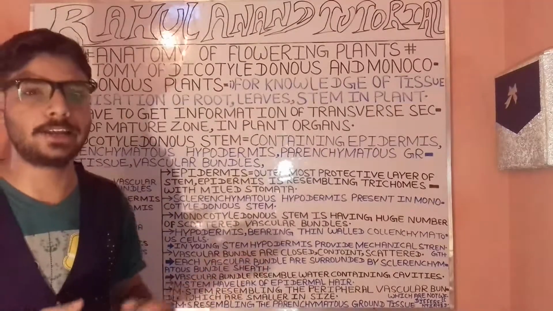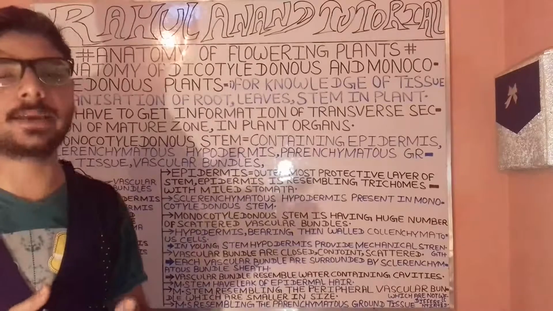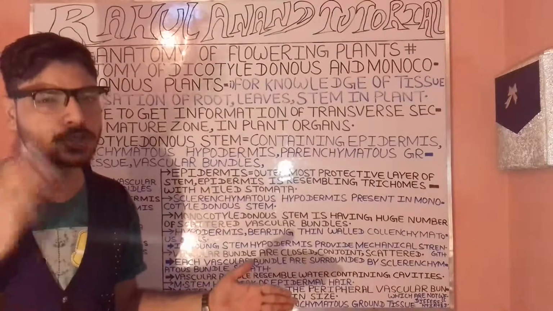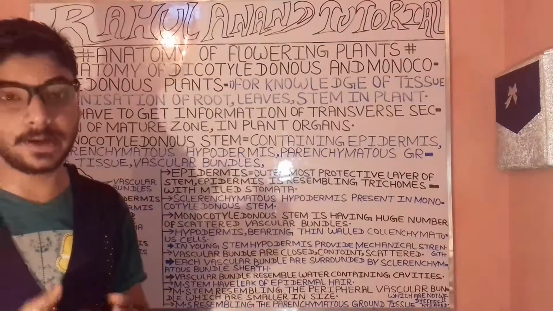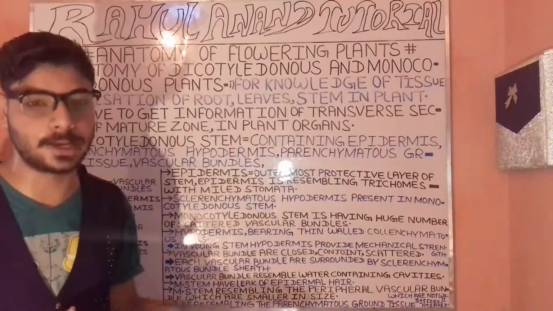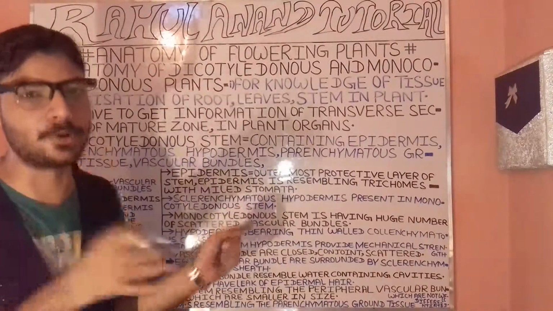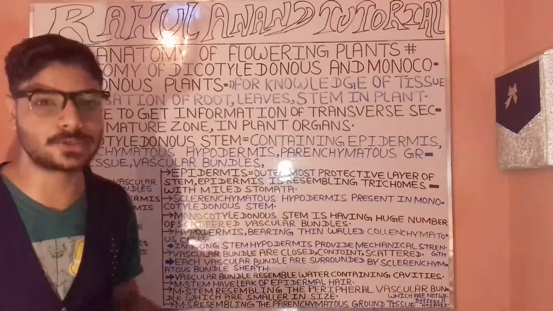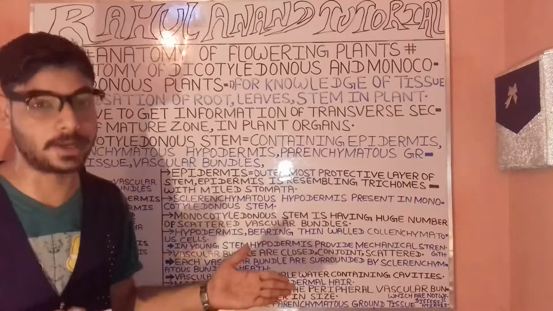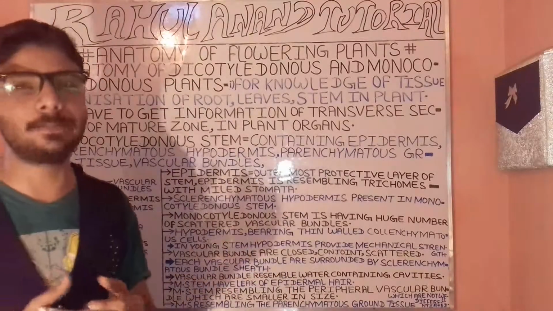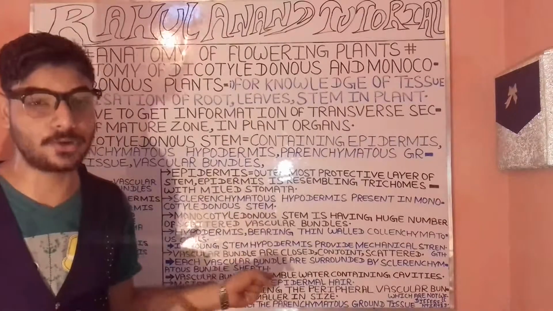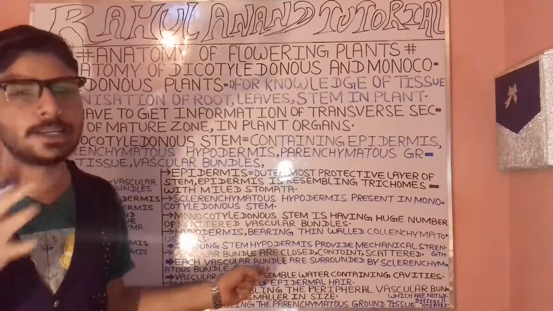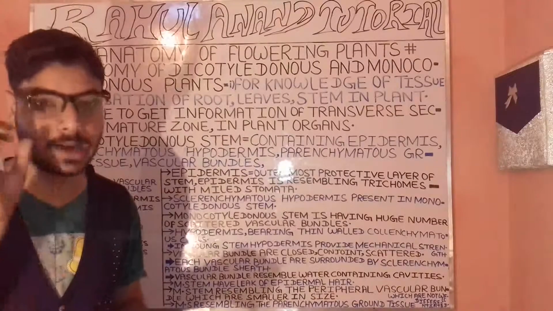So your monocotyledonous stem has what things? It often has the hypodermis, remember? We have just understood about the skin cavities as well as the hypodermis. So now, let's understand briefly what the hypodermis is. The hypodermis plays an important role: it provides mechanical support as well as strength.